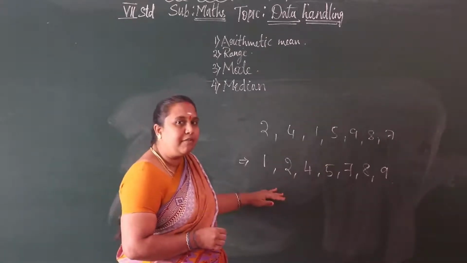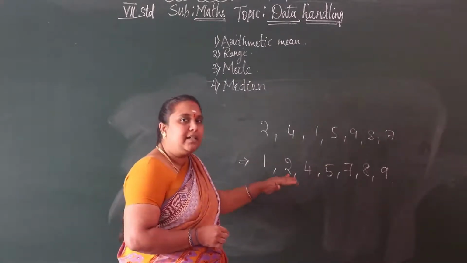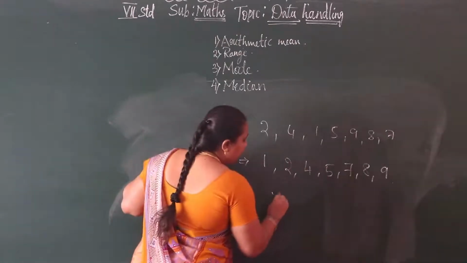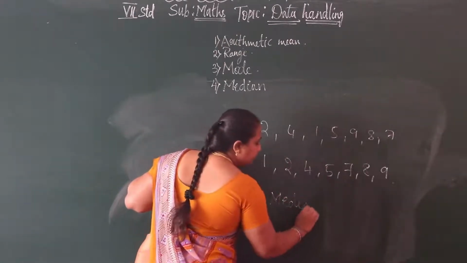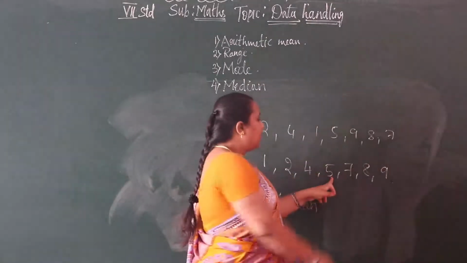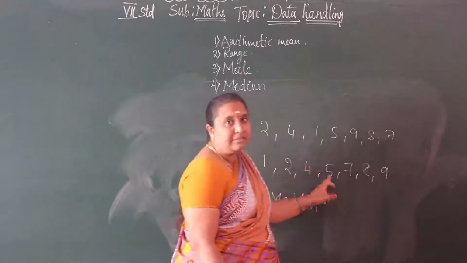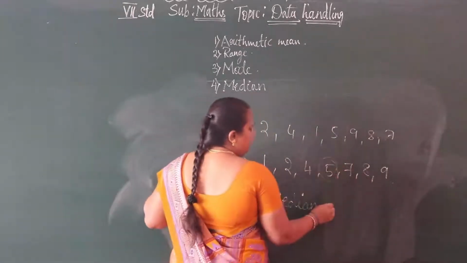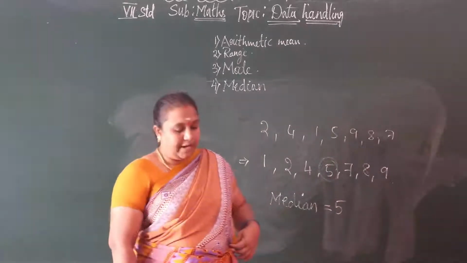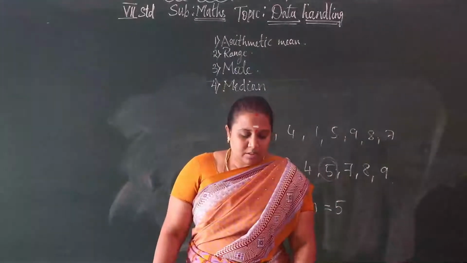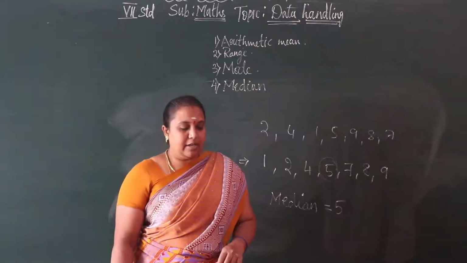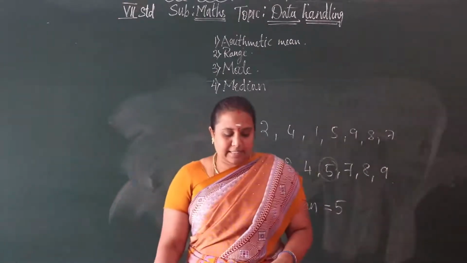So in an odd number of data, the median is the middle value. So median equals, which is the middle value? 1, 2, 3, 4, and here also 1, 2, 3. Which is the middle value here? 5. So therefore median equals 5. See here, that is, find the median of the data.